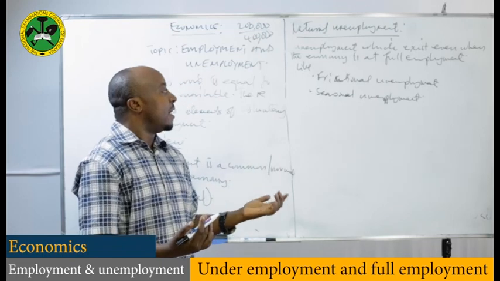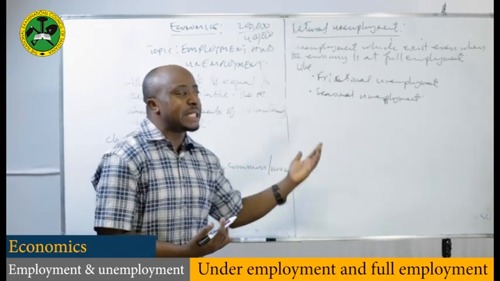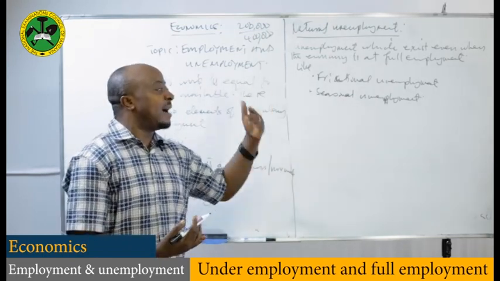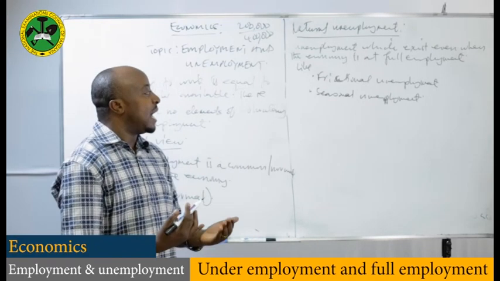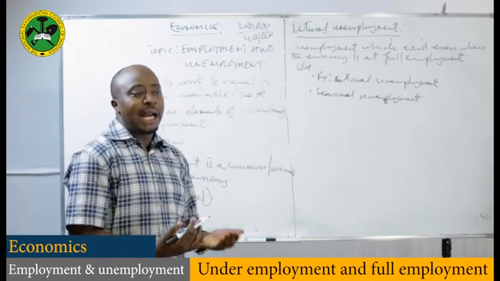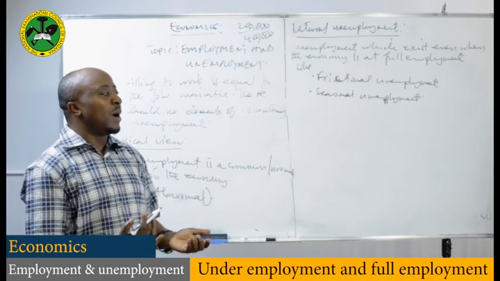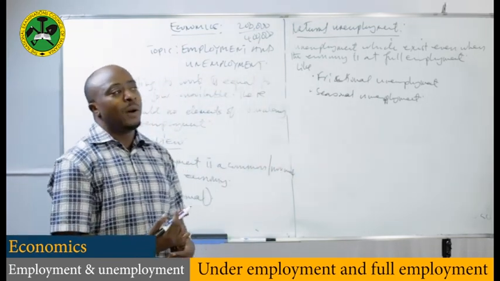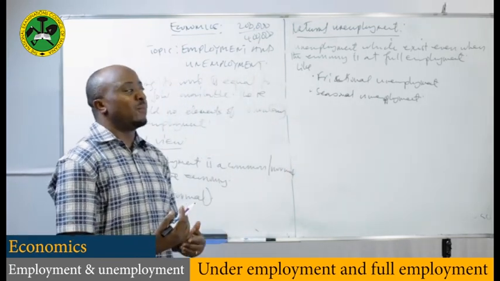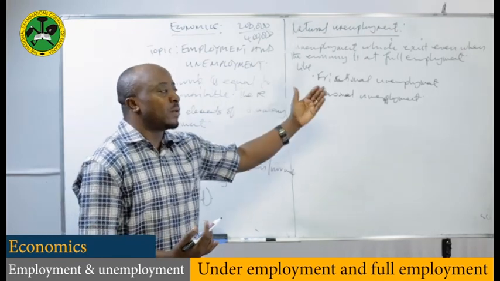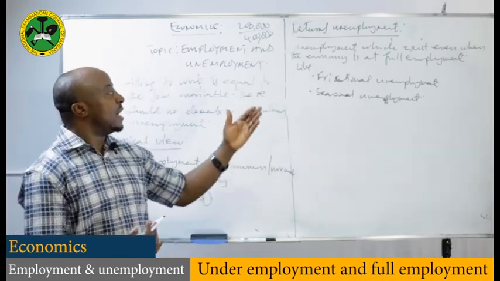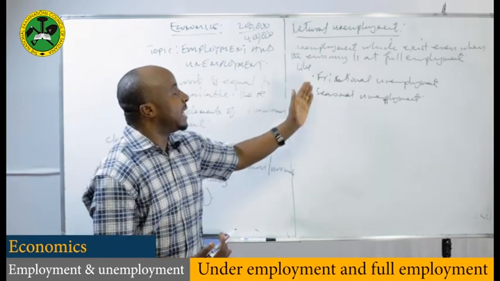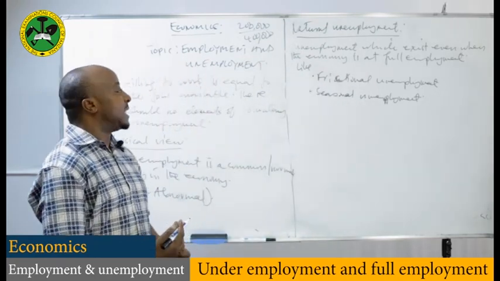For example, in agriculture, people may be employed during planting season, cultivating season, and harvesting season. When those seasons are over, they become unemployed. Likewise, in tourism, we have good times and bad times. In that case, you can be employed in one season, then be unemployed in another season. So even during full employment, you can find such unemployment existing.